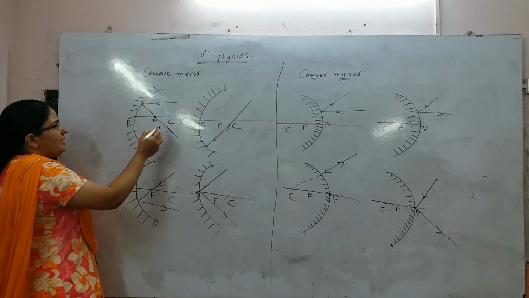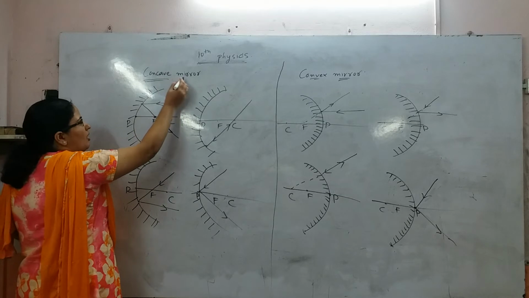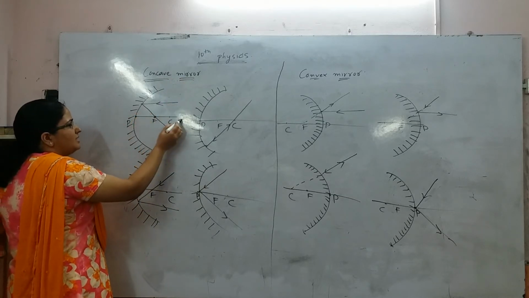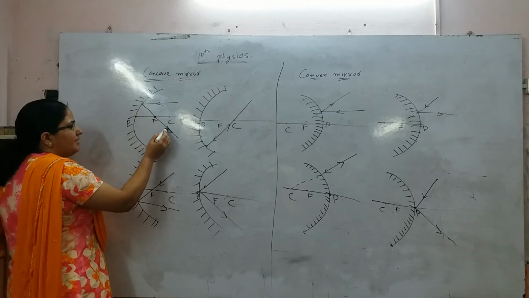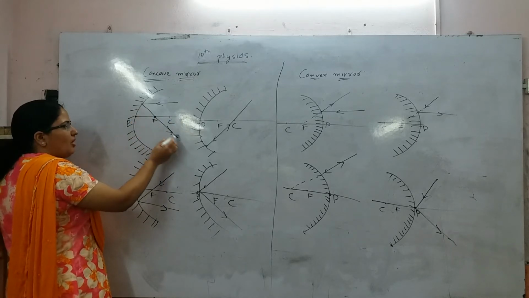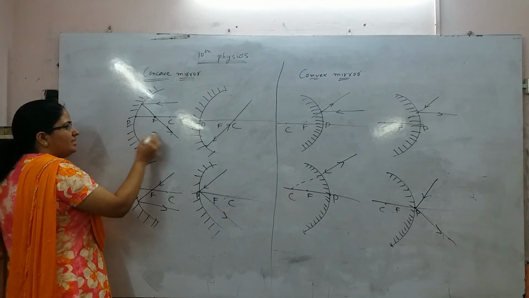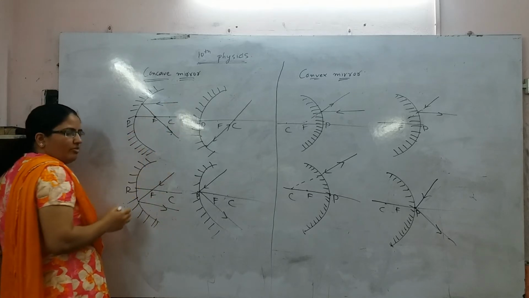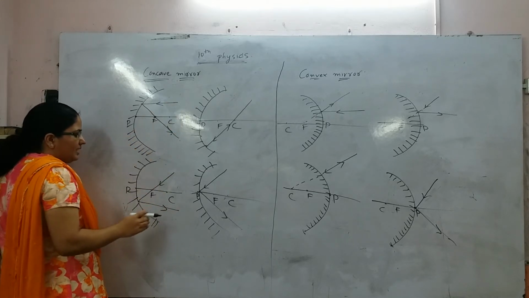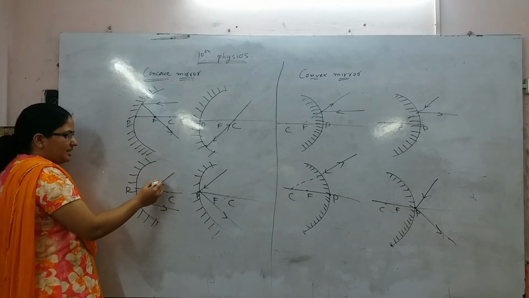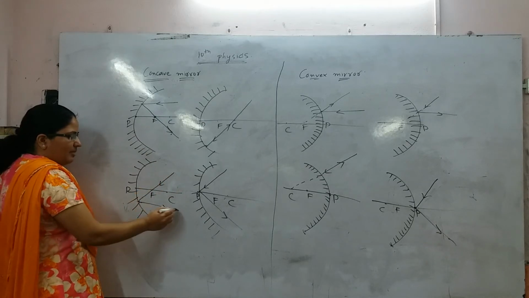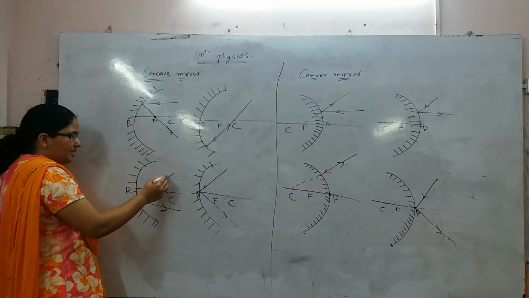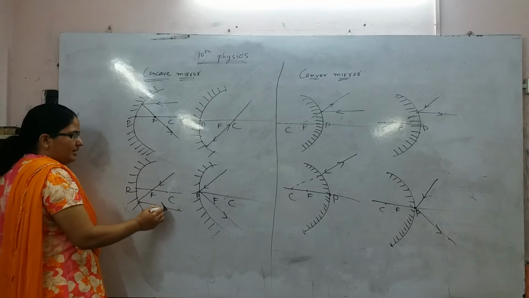Rule 1. First we discuss the concave mirror. Whenever a ray is coming parallel to the principal axis, the ray will be reflected in such a way that it passes through the focus. So whenever a ray is coming parallel and hitting the mirror, the reflected ray will pass through the focus. This is rule 1. Second rule, whenever a ray is passing through the focus, it will come out parallel.